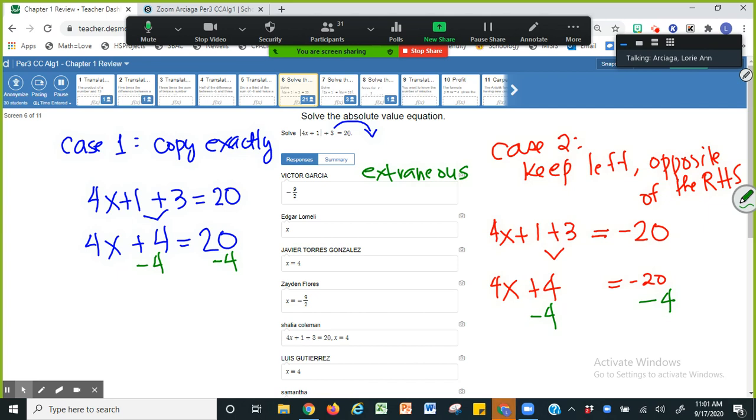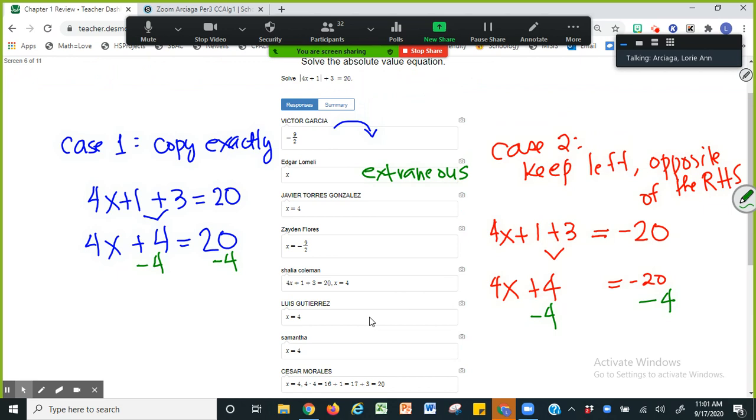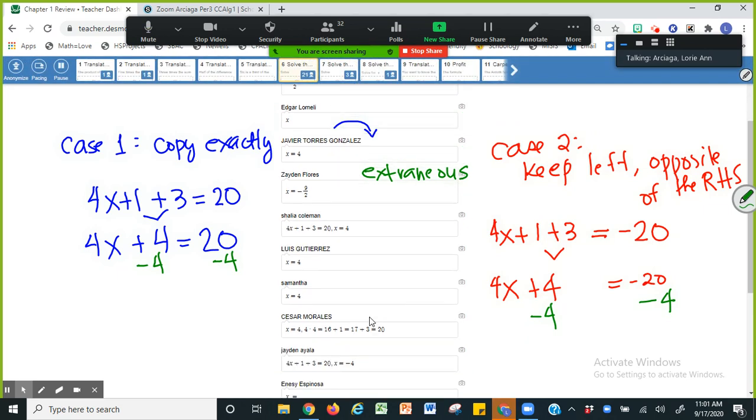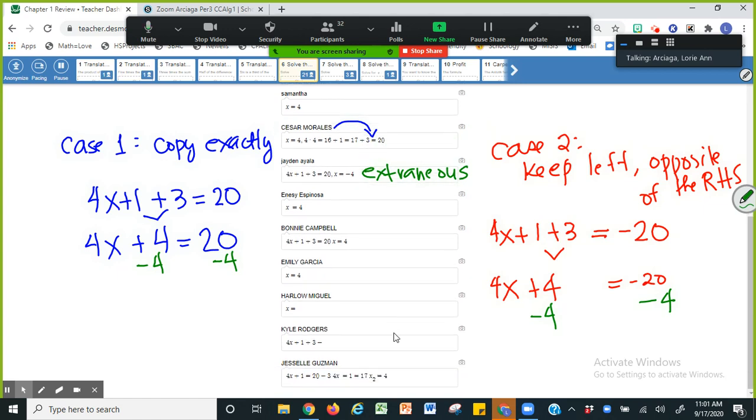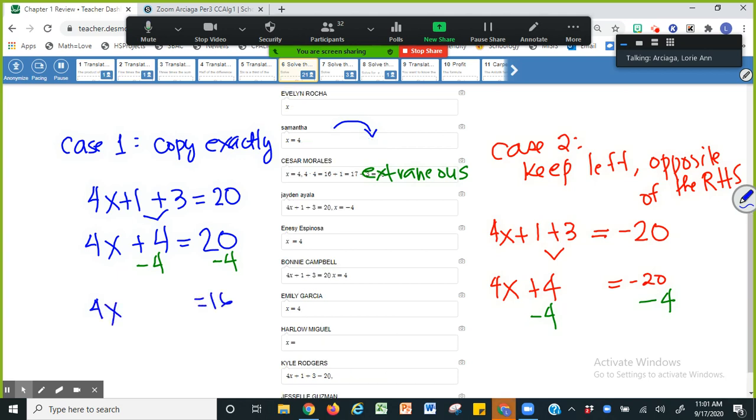Okay, I saw Shalia wrote x equals 4. Victor has, oh, wait, no. Okay, negative 4, positive 4. Well, let's see. This one will be 4x equals 16. I can see where your positive 4s are coming from. There you go. But I just want to emphasize that if one is positive 4, then it doesn't automatically mean the other one is negative 4. They don't work that way.